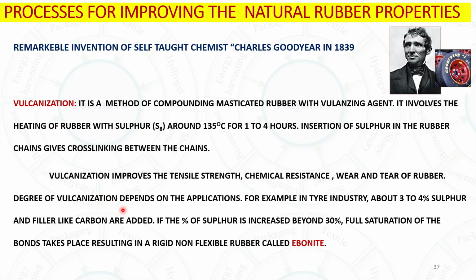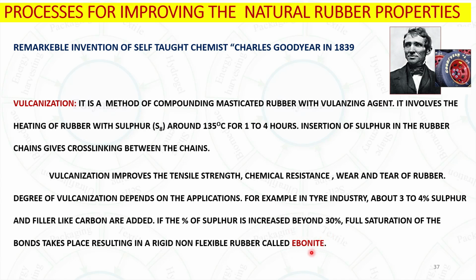Degree of vulcanization depends on the application. So what amount of vulcanization would be done on the rubber will purely depend on the application where you will use it. For example, in the tire industry, about 3 to 4% sulfur and fillers like carbon are added for this vulcanization process. But if the percentage of sulfur increases beyond 30%, full saturation of the bonds takes place, resulting in a very rigid, non-flexible rubber, which is called ebonite.